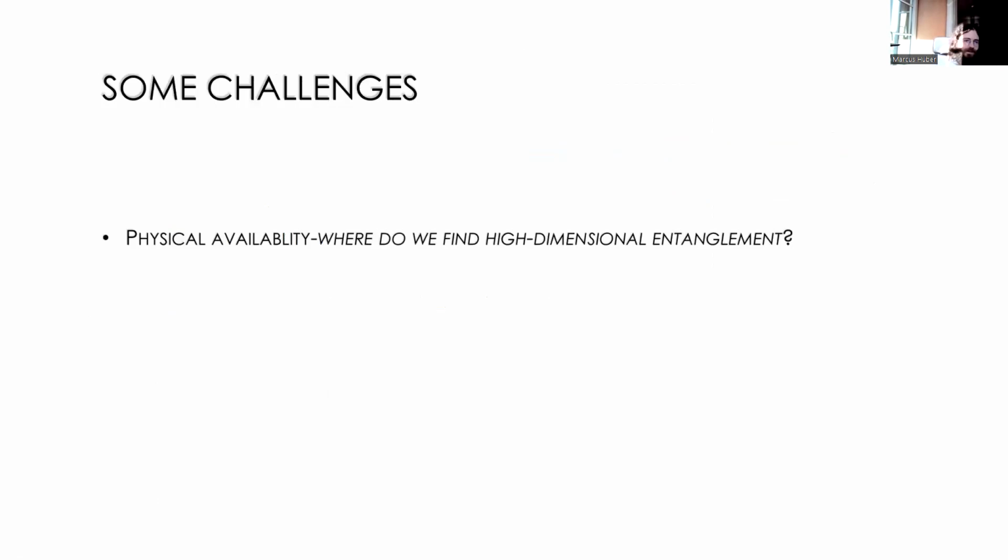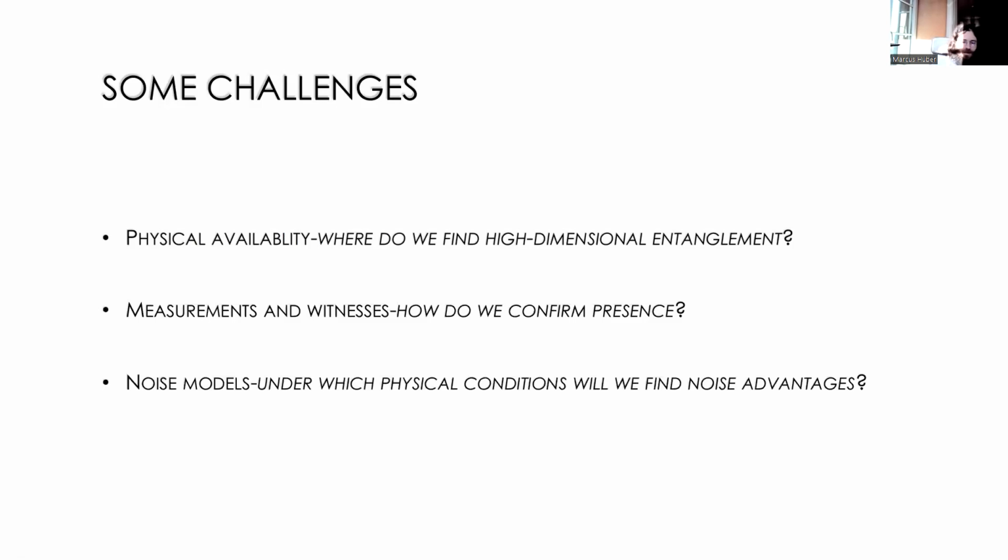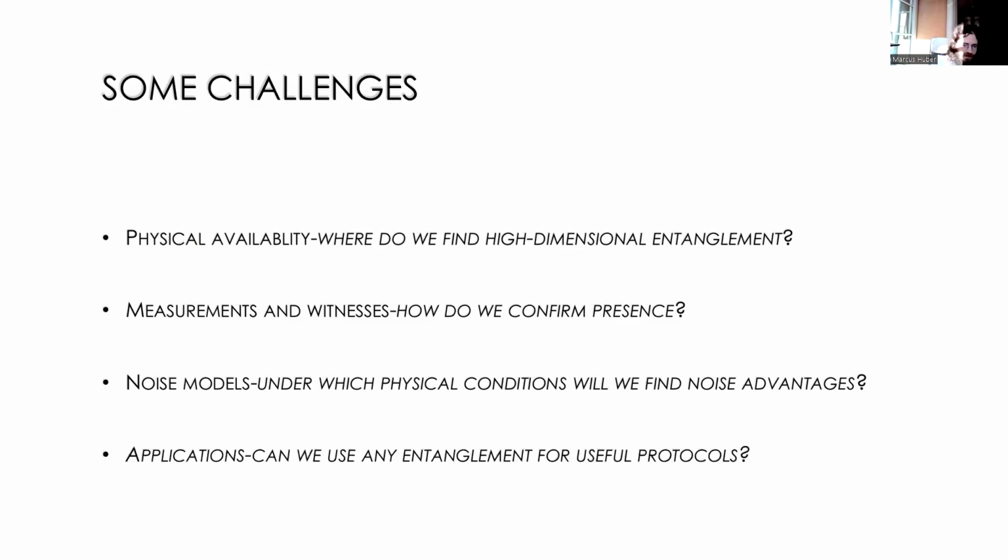So what are the challenges now to actually realize this noise advantage? First of all, where can we find high-dimensional entanglement? Is there a physical availability even? Second, as the Hilbert space grows larger and larger, measuring every possible observable no longer becomes an option. So how do we efficiently confirm its presence? Next, as I've already mentioned, the noise advantage we've just seen is promising, but a bit naive. Under which physical conditions will we actually find such noise advantages?